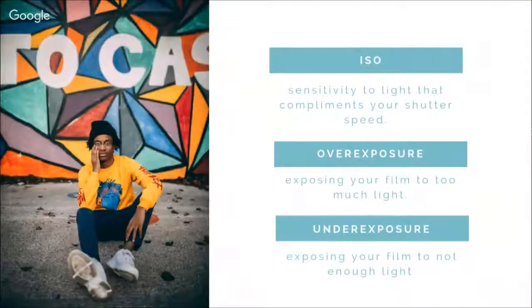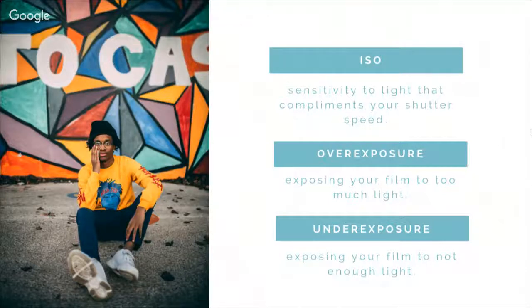The next topic is lighting. So this is going to be more technical in photography, but it is also relevant to cell phone photography. So ISO, that's a photographer's term for the camera's sensitivity to light. It also complements your shutter speed.